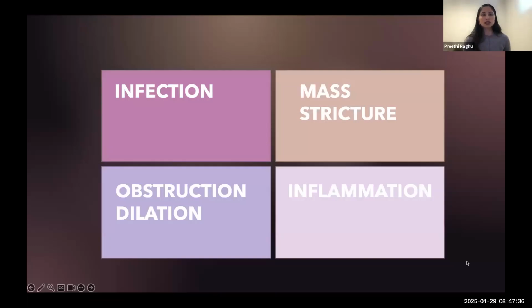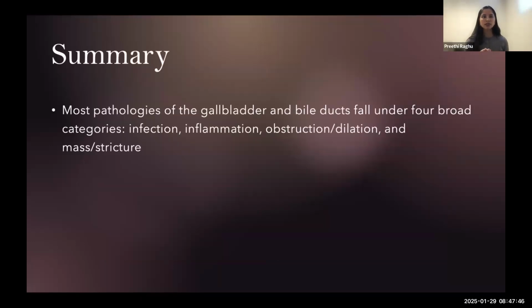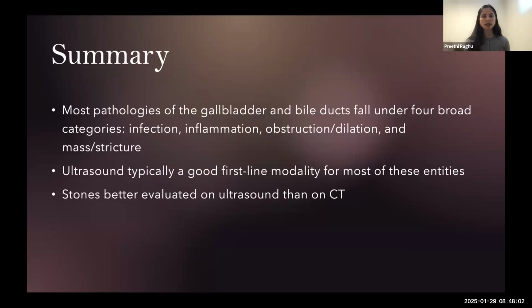Okay, so just wrapping up and thinking about gallbladder and ducts, I know that was a whirlwind, but thinking about it in these 4 large buckets. In summary, most of these can be categorized under this infection, inflammation, obstruction, or mass category, which helps us think about how to order imaging and how to diagnose these. And ultrasound is typically a good first line for most of these.